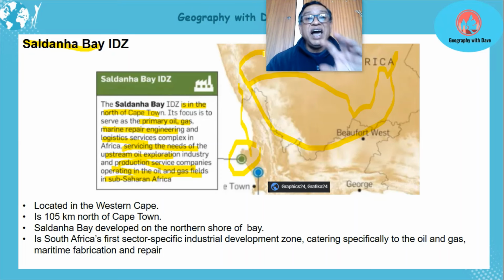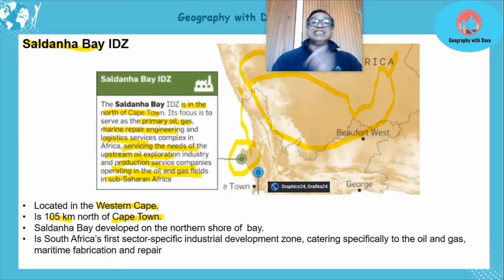But we're going to simplify this explanation as we go through now. So, first of all, in terms of province, because it's near Cape Town, it's situated in the Western Cape. It's actually 105 kilometers north of Cape Town, not very far. So it can service that area also. And if there's any needs from Cape Town, it can obtain it because it's linked by the West Coast SDI also. Then Saldanha Bay, the town itself, is developed on the northern shore of the bay. The bay is here and it's on the northern shore of the bay.